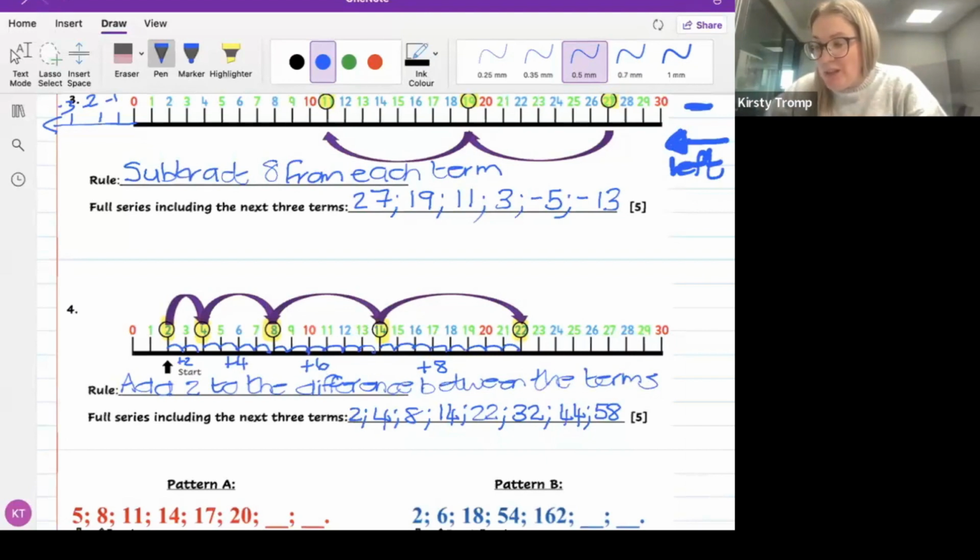We're adding 2 to the difference between the terms. Okay, a reminder, I will go back and I will answer any other questions a little bit later on, but we are moving on for now. Okay, we are going to have a look at our next part here, and hopefully it will start becoming more common to you once we go through it.